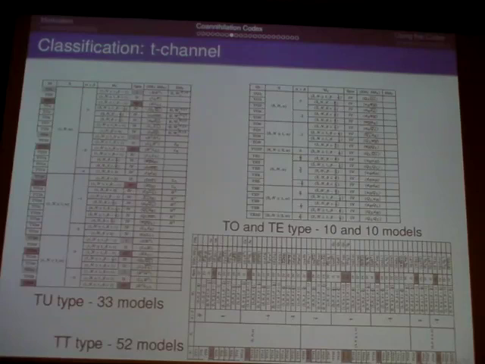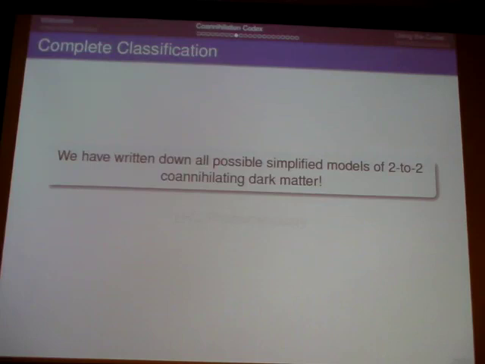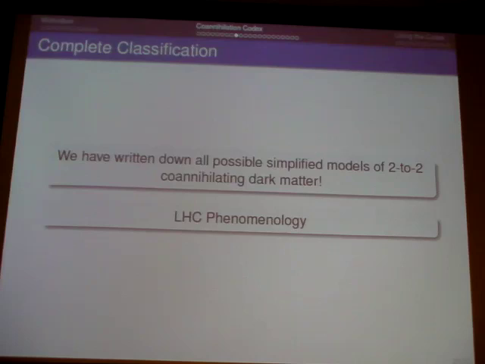There we have it, that's everything. You've now seen all possible simplified models of 2-to-2 coannihilating dark matter. So that's great, we have this classification of models now. Now we want to do something with it, we can go on to LHC phenomenology. Do you have a table of which ones have already been studied?